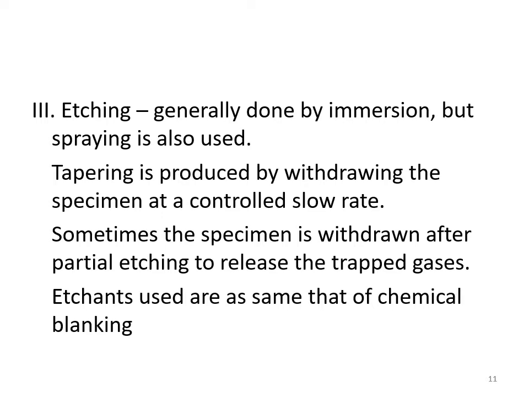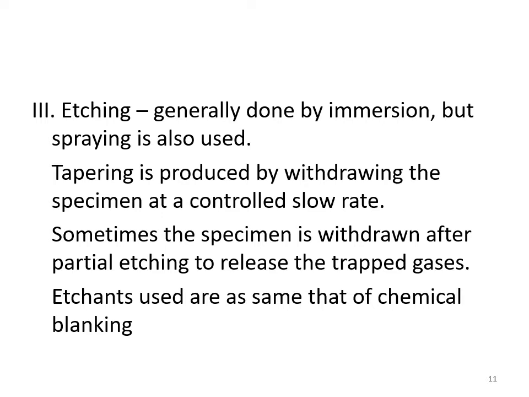The next step after the masking is applied is etching. It is generally done by immersion, but spraying is also used. Many a time we go with spraying, where the chemical is sprayed onto the desired area, so that only that part is removed with the minimum etchant. If the agent is good enough to remove the material within a short span of time, then generally spraying is done. Or else, if it is required for a longer time or a greater depth of material removal, then generally we go with immersion.